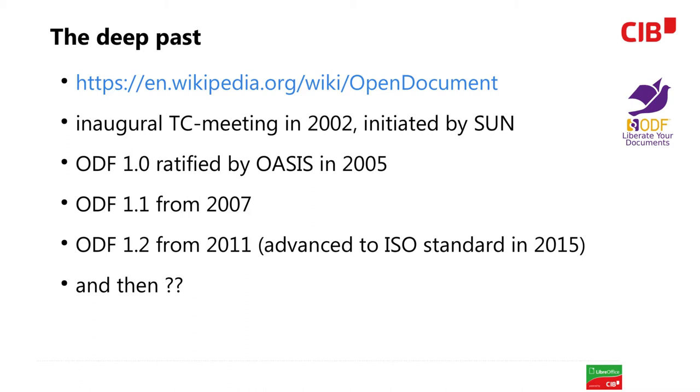Why did people do that? Well, back in the day, before Sun, Star Division said that XML is cool and they wanted to get rid of their binary file format. So they were pushing towards a native XML file format for Star Division. And so that's where it all flowed from. Then it was relatively quickly ODF 1.0 in 2005, 1.1 in 2007.